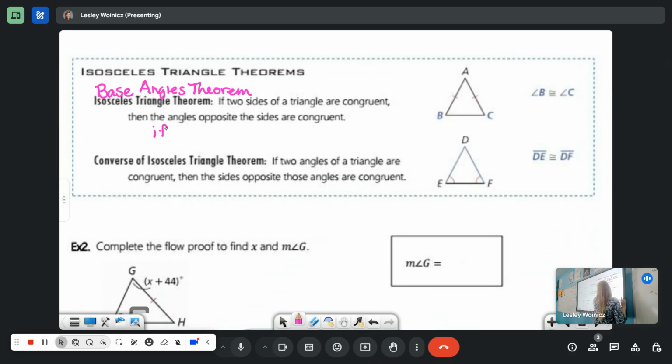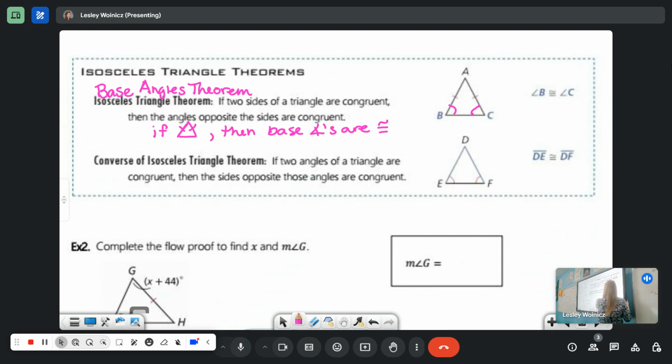So if I have an isosceles triangle, then my base angles are congruent. This is actually one of those special if and only if times where the logical statement is true backwards and forwards. So we also have the converse of the base angles theorem.